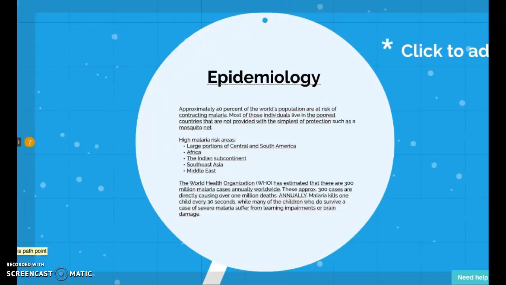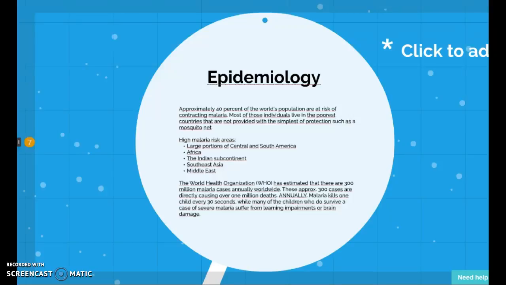Approximately 40% of the world's population are at risk of contracting malaria. Most of those individuals live in the poorest countries that are not provided with the simplest of protection methods, such as a mosquito net. High malaria risk areas include large portions of Central and South America, Africa, the Indian subcontinent, Southeast Asia, and the Middle East.